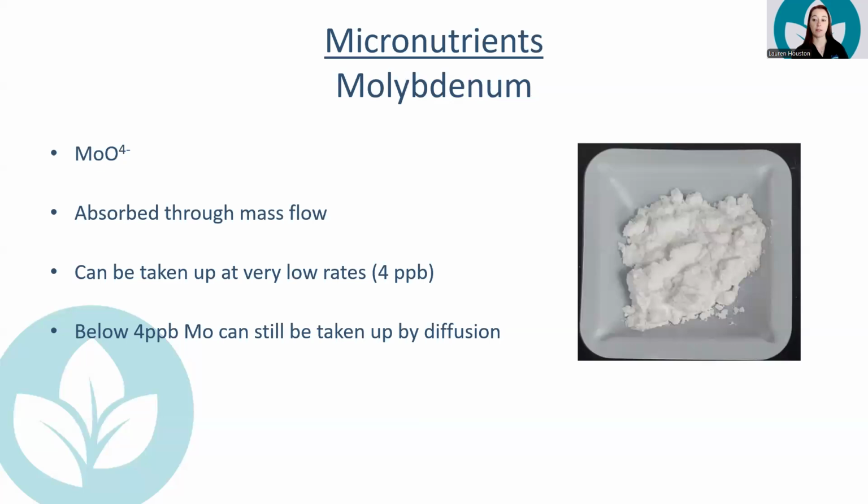And finally, we have molybdenum. Molybdenum is absorbed passively through mass flow. This means that the plant does not need to expend energy to take molybdenum up and pull it into the roots and up into plant tissues. Molybdenum is needed in extremely low quantities, so molybdenum deficiency rarely occurs.